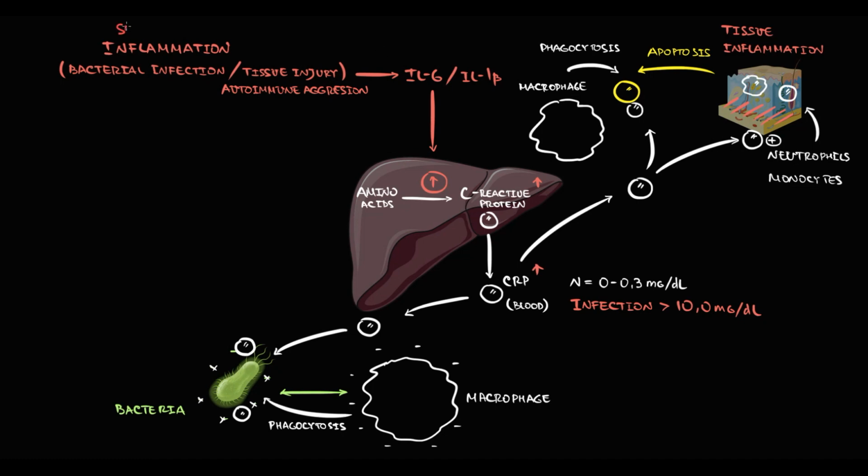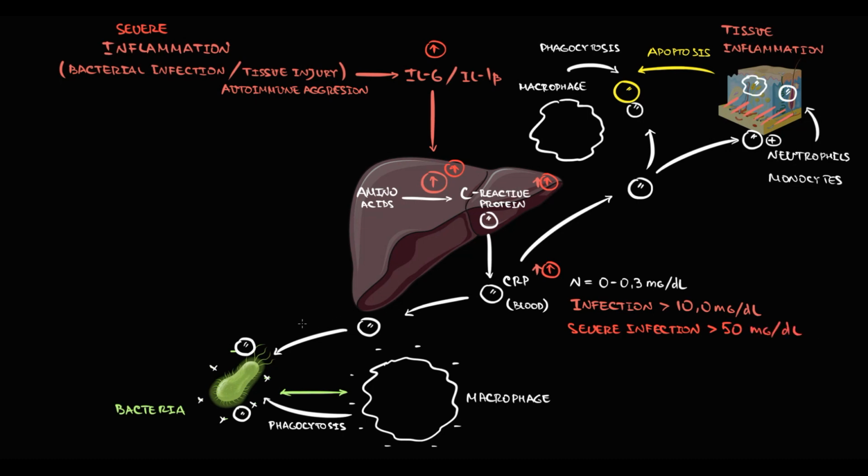If inflammation becomes more severe, the concentration of pro-inflammatory cytokines increases even more. With increase in pro-inflammatory cytokines, the production of C-reactive protein increases. So now, with severe infection, the concentration of C-reactive protein becomes even higher. Let's say it's more than 50 mg per deciliter.